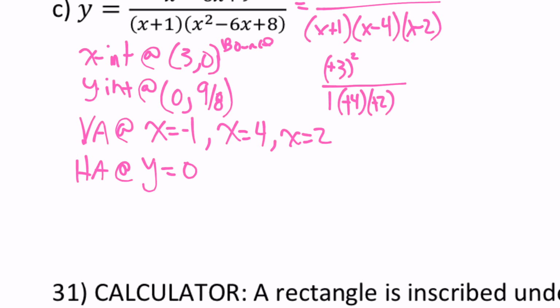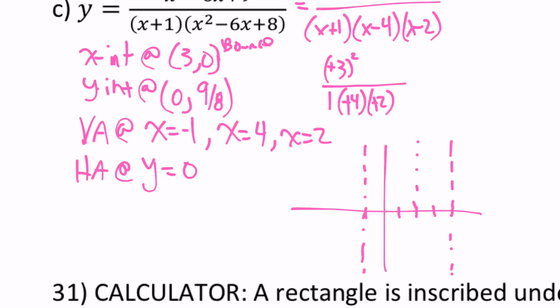Okay, so let's graph this in axes right there. I need a vertical asymptote at negative 1, so I'll dash that in. I need one at positive 4, so I'll dash that in. I need one at positive 2, so we'll dash that in as well. My y-intercept is a positive 9 eighths, so it's right about there. I have an x-intercept at 3, right there, and it bounces.